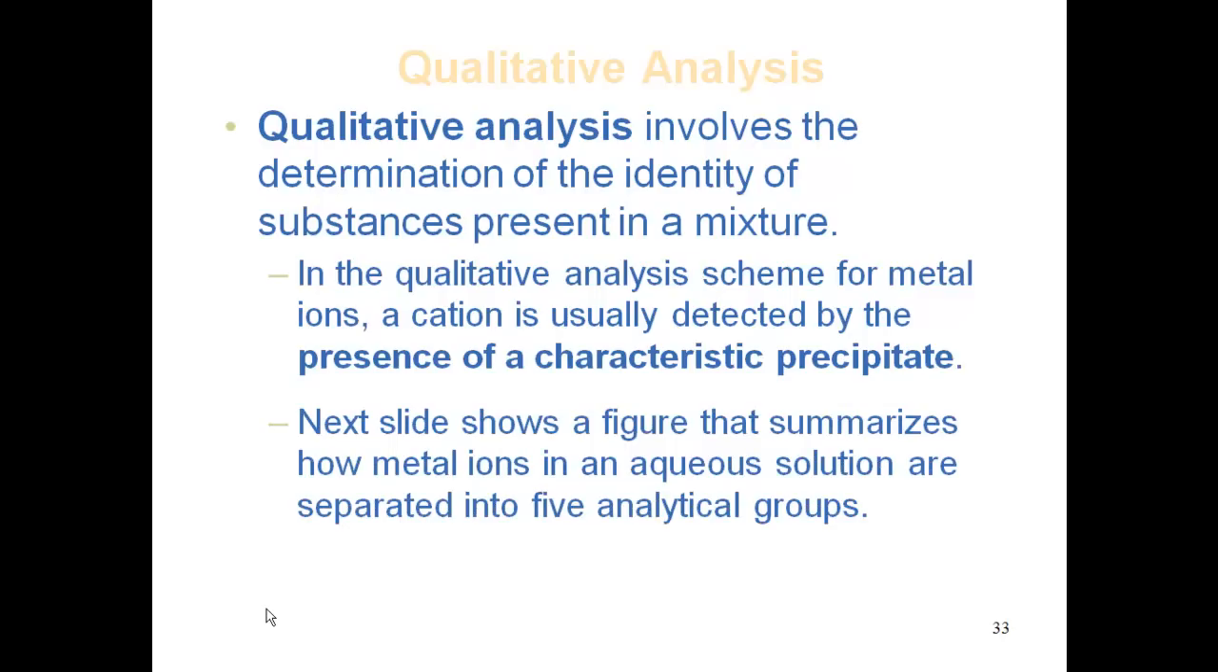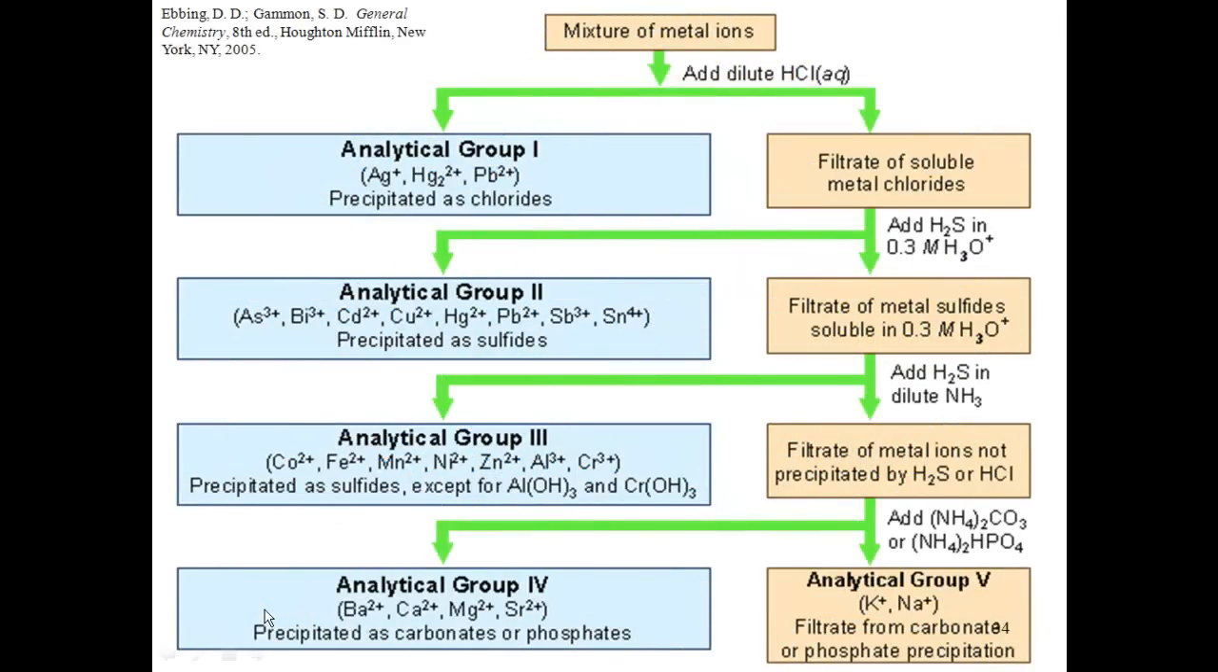The next slide shows a figure that summarizes how metal ions in the aqueous solution are separated into 5 analytical groups. Now, these analytical groups have to do with solubility, not the groups on the periodic table. It's based on solubility. Here's the schematic. This is the entire schematic. If I had a mixture of metals and I wanted to figure out if I had any of the metals in that solution, I go through this whole large, elaborate scheme. Now, most experiments have like 8 to 10 metals in them, and you're only looking at a certain one of these groups. But we can just talk about this a little bit for you to get an understanding of what's going on in a qual scheme.